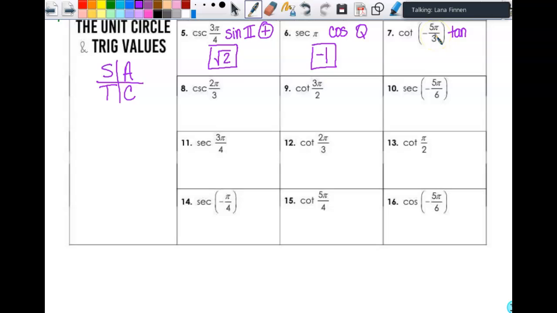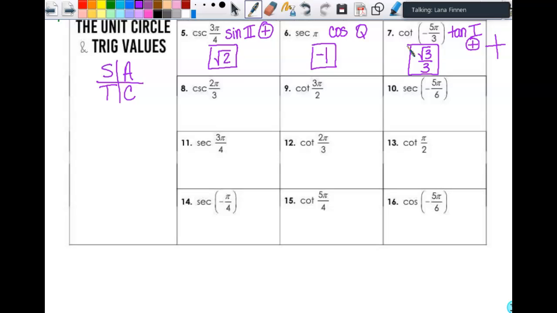-5π/3. What quadrant is that in? It's negative, though. So if it's negative, so 5π/3 is in the fourth quadrant. -5π/3 gets me all the way to the first. And in the first quadrant, everything's positive. So the tangent of π/3 has 1/3, so it's the square root of 3. But when I take the reciprocal to get the cotangent, I get square root of 3 over 3.